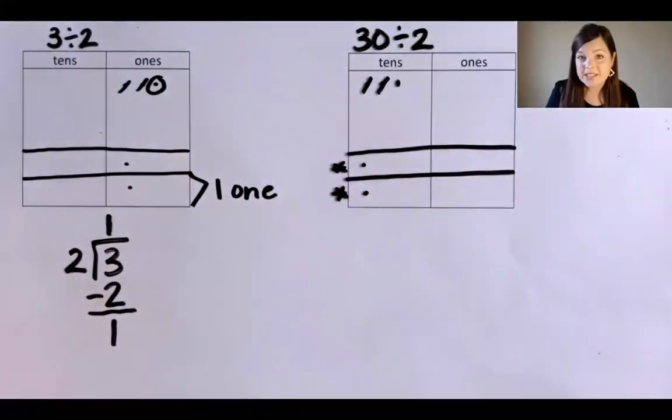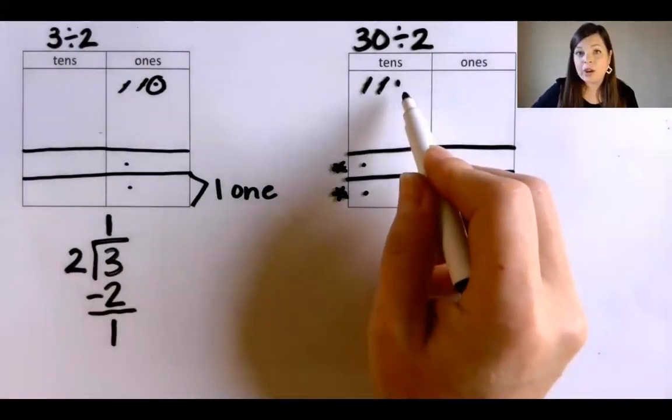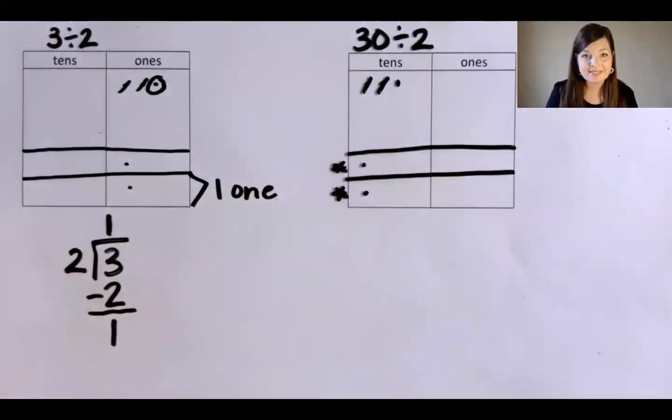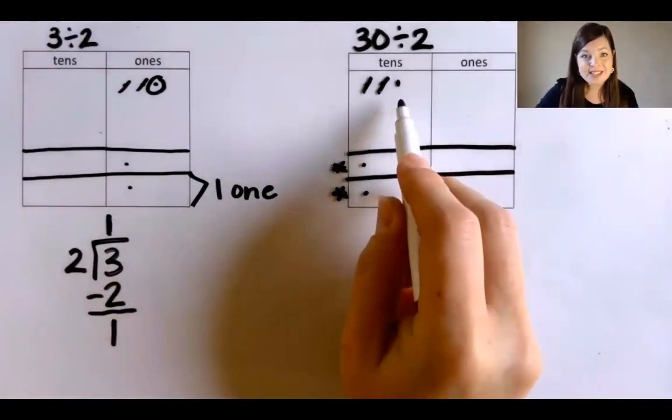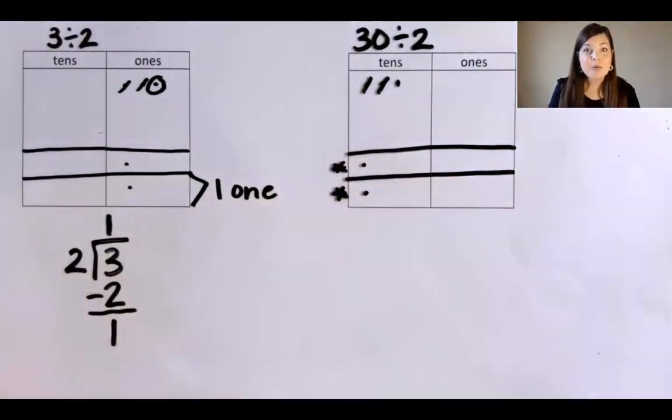Do we have enough tens to distribute another ten to each group? No, we don't. So we have 1 ten remaining. But wait, what can we do with that ten so that we can continue dividing? Pause the video to talk out your thinking. Did you say we can decompose that ten to make 10 ones? If we decompose that ten into 10 ones, then we can keep dividing. So let's do that.